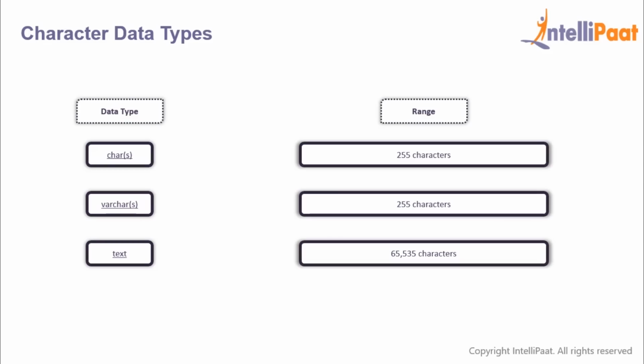Then we have the text data type. So this data type can take in a string with a maximum length of 65,535 characters. Then we have the date and time data types. We'll start with the date data type. So this data type helps us to specify the date in this format over here.